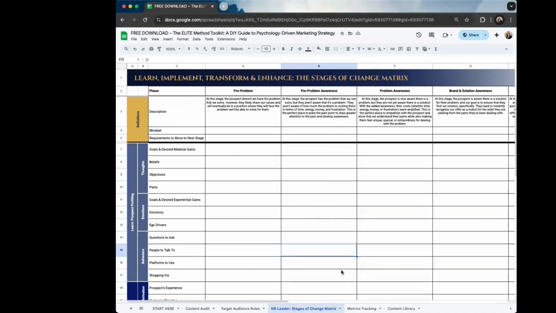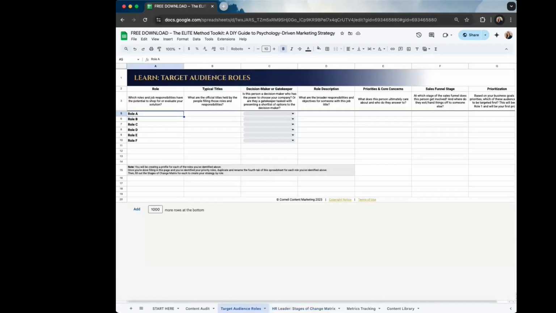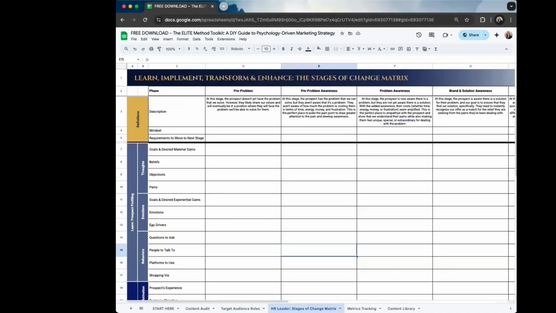You filled in a lot of helpful information in your target audience roles tool, so you're likely going to be toggling between that tab and this tab as you work through building your psychological profile. If you start to struggle with filling in your Stages of Change matrix, remember to go back to your target audience roles tool to get back into the headspace of the person you want to reach.